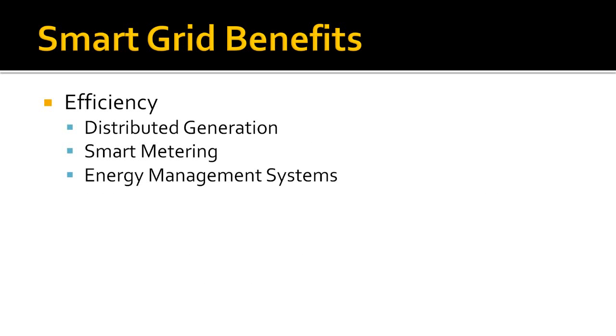There are many benefits to a smart grid. Efficiency will be increased with distributed generation, smart metering, and energy management systems. Distributed generation will reduce the transmission line losses and enable heat to be captured to be utilized for heating purposes. Smart metering will enable energy management systems to control load to be running during off-peak periods.